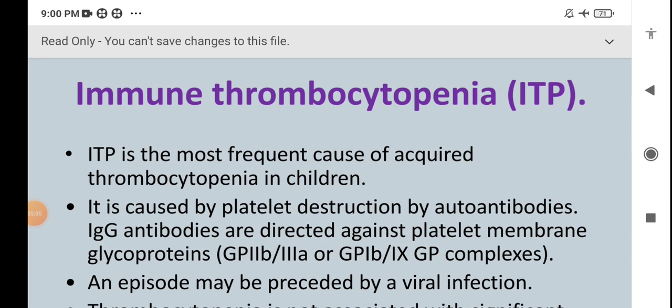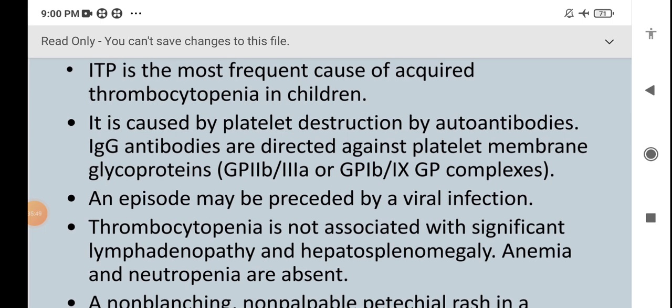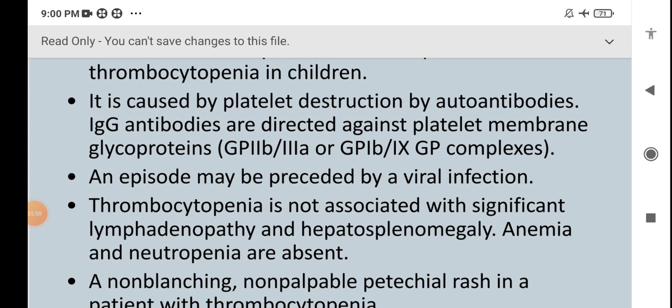Immune thrombocytopenia, ITP, is the most frequent cause of acquired thrombocytopenia in children. It is caused by platelet destruction by autoantibodies. IgG antibodies are directed against platelet membrane glycoproteins, that is GP2B3A and GP1B9 complexes. An episode may be preceded by a viral infection. Thrombocytopenia is not associated with significant lymphadenopathy and hepatosplenomegaly. Anemia and neutropenia are absent.